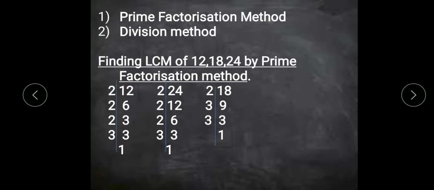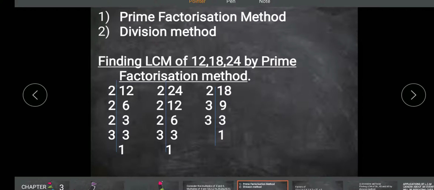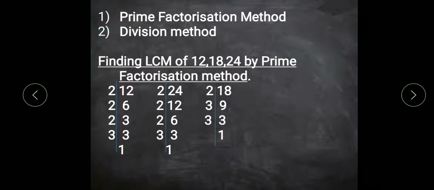Now let us see the methods through which we can find the LCM. There are two methods to find the LCM. First is the prime factorization method and second is the division method. So let us first learn the prime factorization method. In the prime factorization method, we find the prime factors of the given numbers.